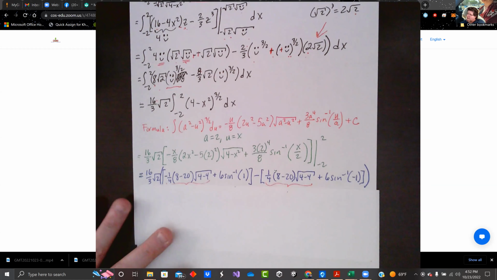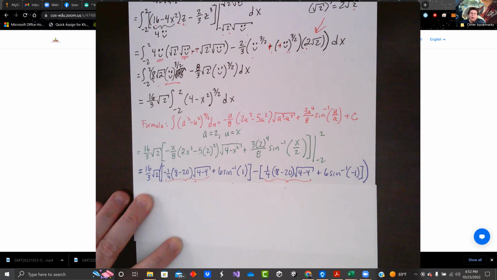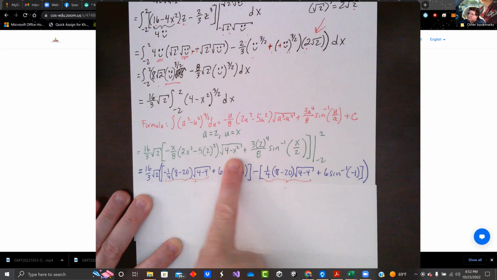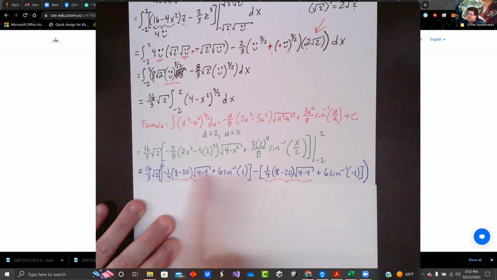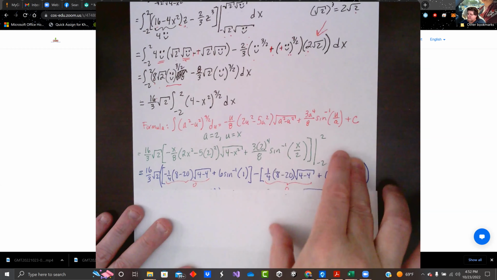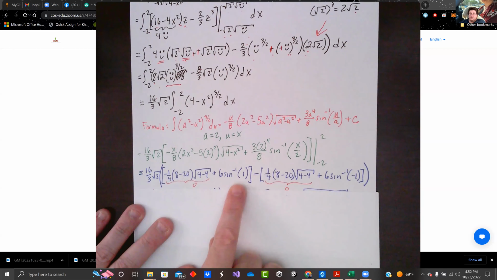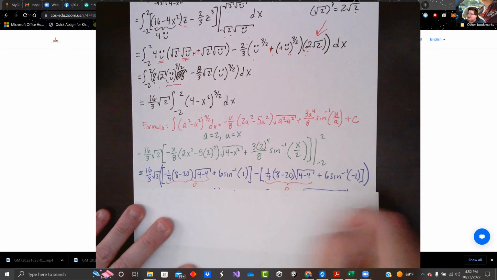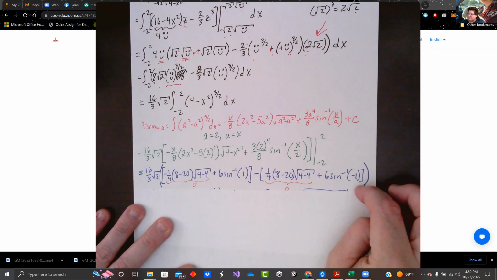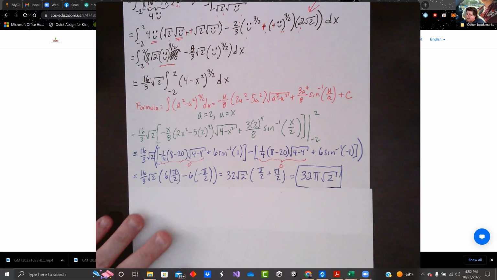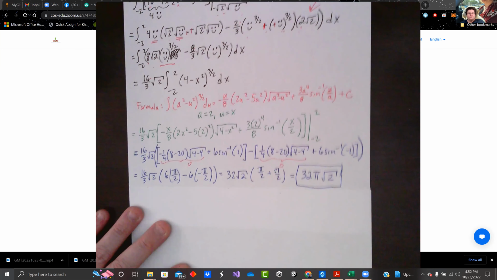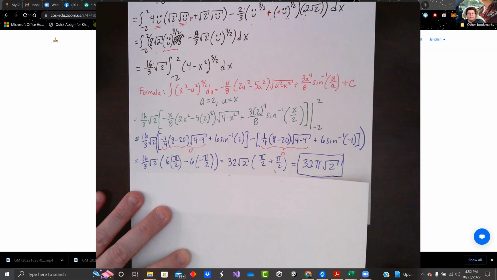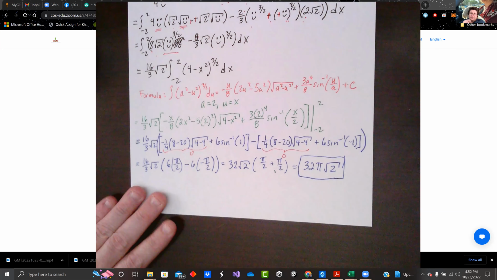So let's work it out. Got my 16 over 3 root 2 on the outside. Conveniently, when we do the square, 2 squared and -2 squared is 4. So this turns to 0 each time. This entire piece is going to get knocked out. So we just have 6 sine inverse of 1, which was 2 over 2, and then minus 6 sine inverse of -1, which was -2 over 2. And so we got our 16 over 3 root 2 on the outside. Sine inverse of 1 and sine inverse of -1 are pi over 2 and negative pi over 2, respectively. This ends up being 32 pi times the square root of 2.